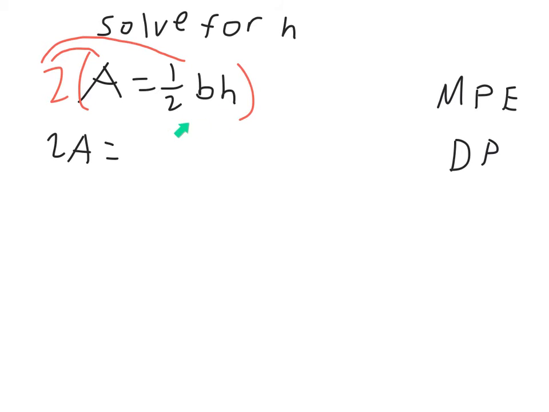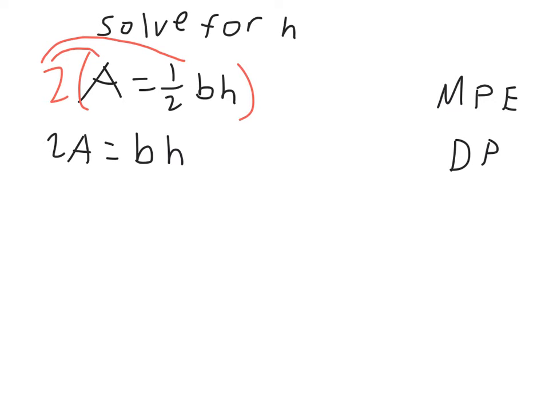1/2 BH is all one term because they're all multiplying. It's only separate terms if they're adding or subtracting. So this is all one term. So the 2 multiplies by the 1/2 and they cancel to just leave the BH. So the BH stays by itself. BH.